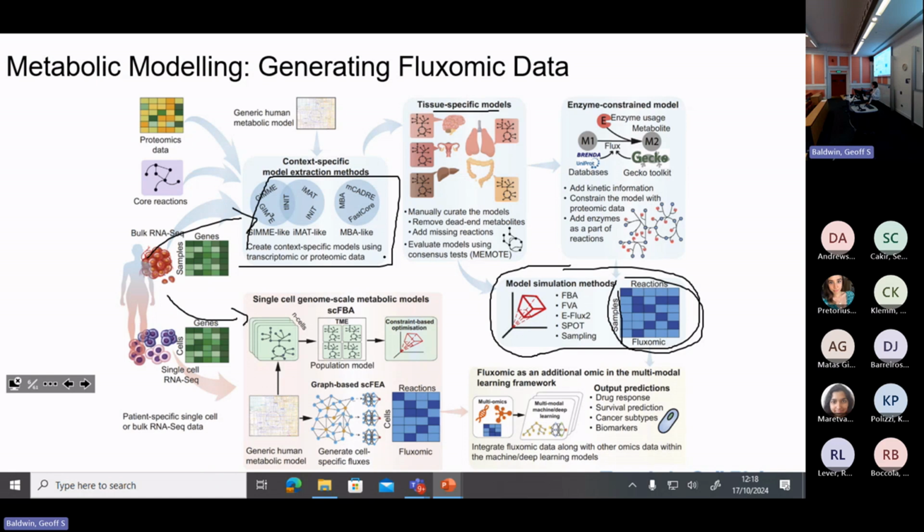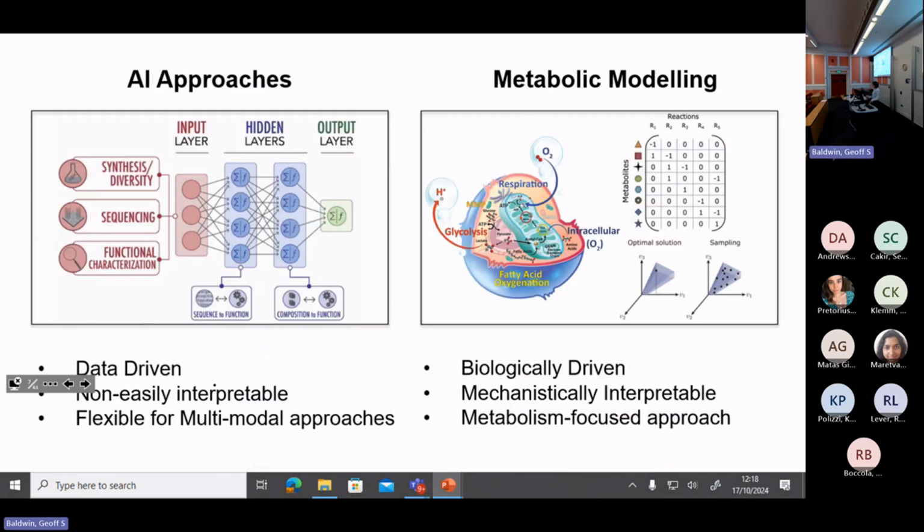And of course, there are methods that can generate these if we talk about bulk RNA sequencing, but in the last few years, lots of methods have been developed also for single cell. And as you can imagine, single cell is a bit more accurate because it can tell you exactly what's happening at the metabolic level between an immune cell and the stroma cells, so between B cells and T cells. Okay, so on one side, we have the AI approaches. On the other side, we have the metabolic modeling. They have pros and cons on both sides.